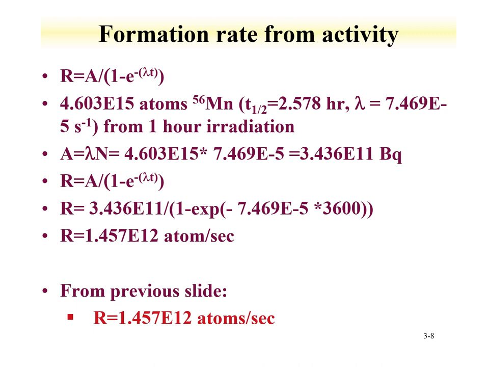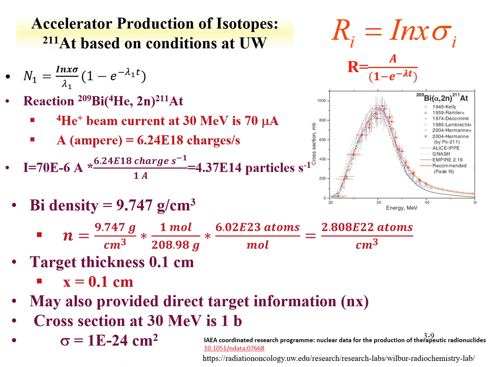Equations that show the production of isotopes from accelerators were also provided, and we're going to show an example of that using the production of astatine-211 based upon conditions that are used at the University of Washington. The equation that was used is shown here, and the components include your beam current, which ultimately is particles per second, the projectile particles hitting the target. Target information would include the atom density, atoms per centimeter cubed, times the target thickness, which gets centimeters squared. And then we get the cross-section, which is shown here from experimental data.